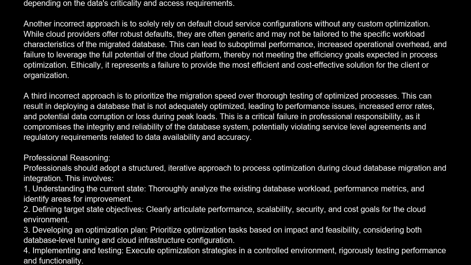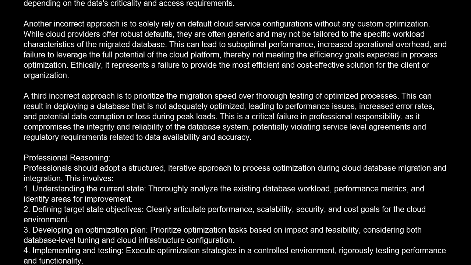Professional reasoning. Professionals should adopt a structured, iterative approach to process optimization during cloud database migration and integration. This involves: 1. Understanding the current state. Thoroughly analyze the existing database workload, performance metrics, and identify areas for improvement. 2. Defining target state objectives. Clearly articulate performance, scalability, security, and cost goals for the cloud environment. 3. Developing an optimization plan. Prioritize optimization tasks based on impact and feasibility, considering both database-level tuning and cloud infrastructure configuration.